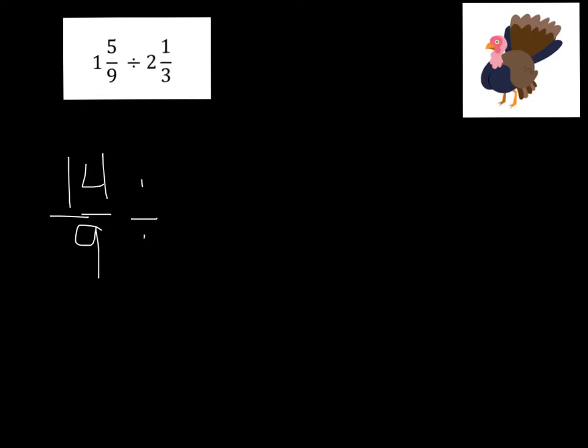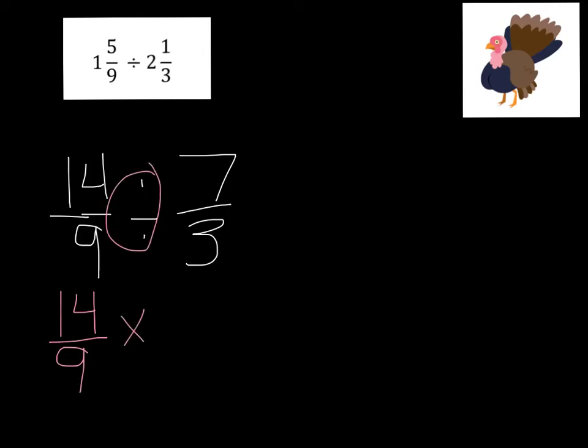I'm just going to rewrite the problem. Divided by 2 1/3. Well, let's turn that into an improper fraction. 2 times 3 is 6, plus 1 is 7, and we have 3. 7/3. So now looking at this, I need to turn it into something I know how to do. Well, I know how to multiply fractions. So again, we're going to leave the first one as 14/9, change our division sign into multiplication, and use the reciprocal of 7/3, which is 3/7.